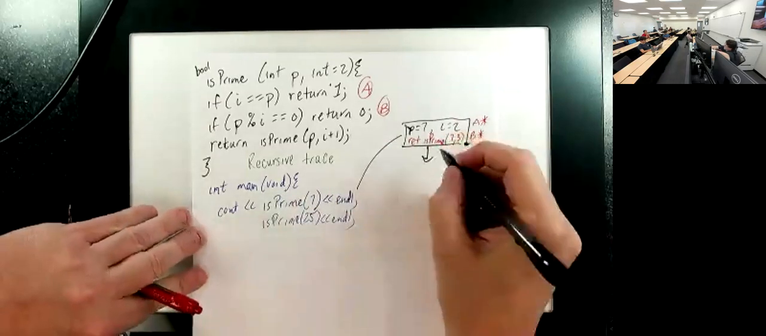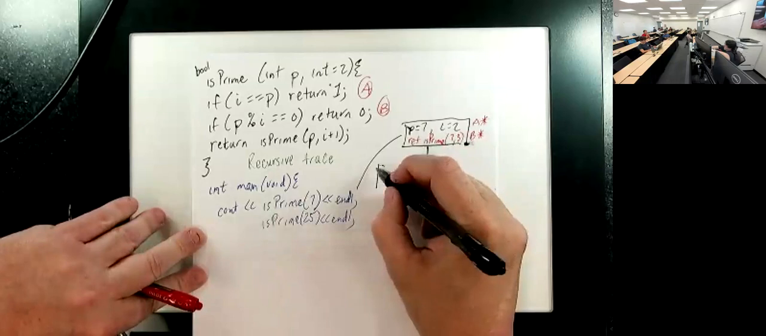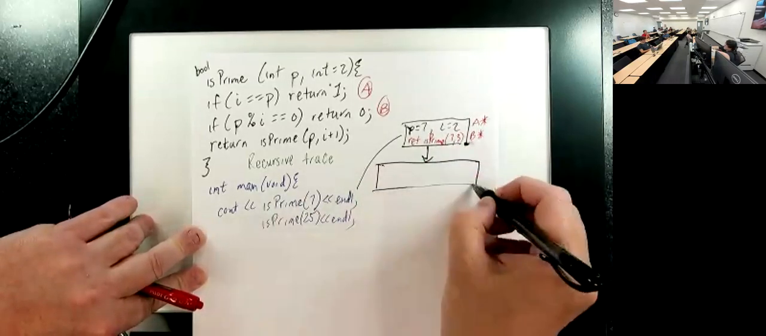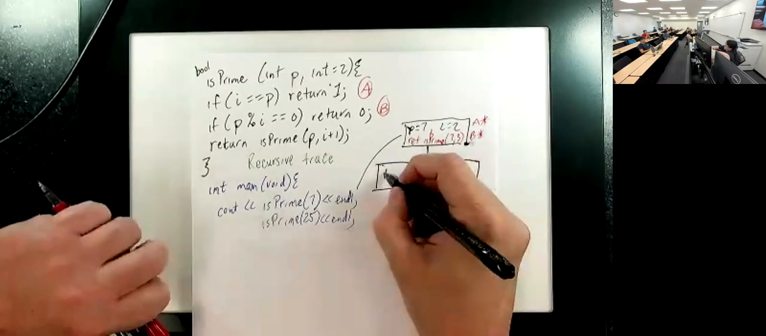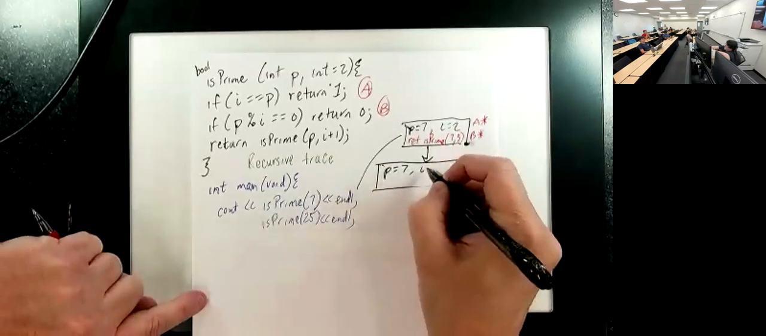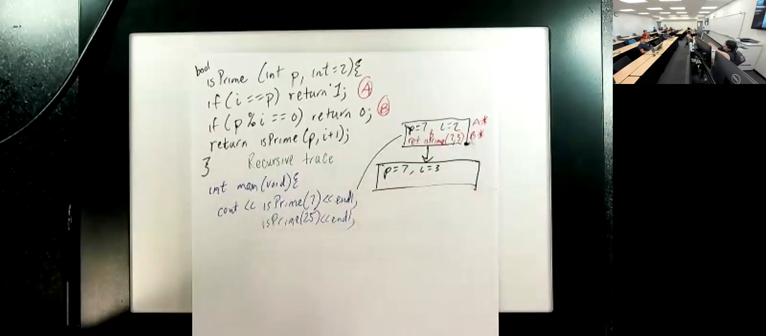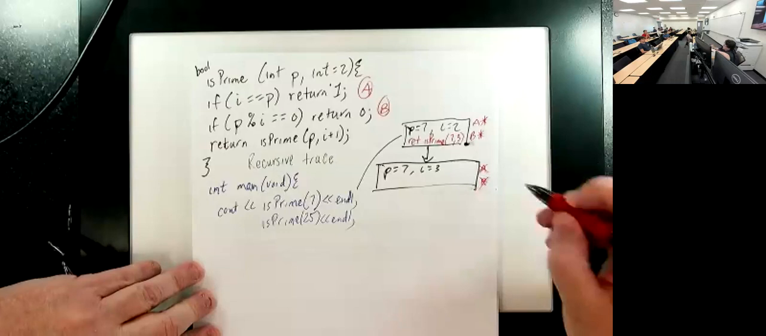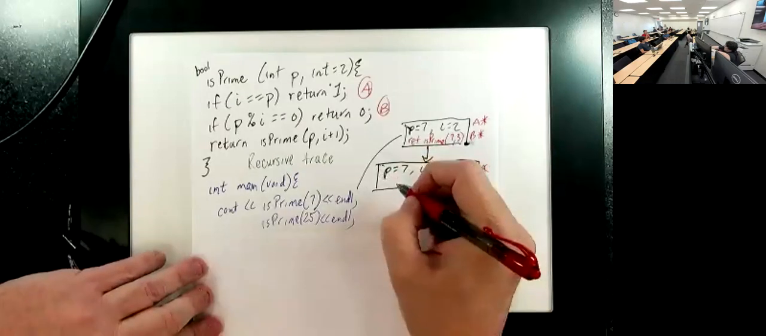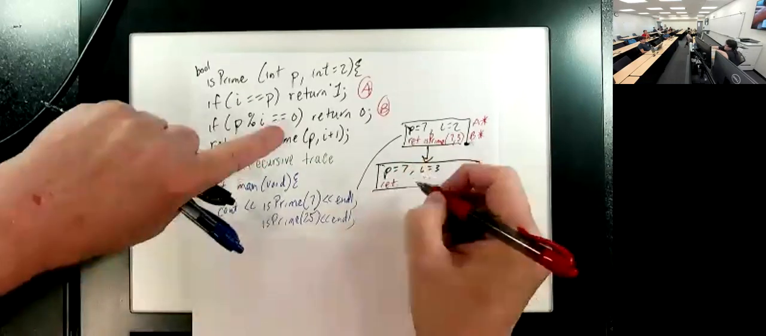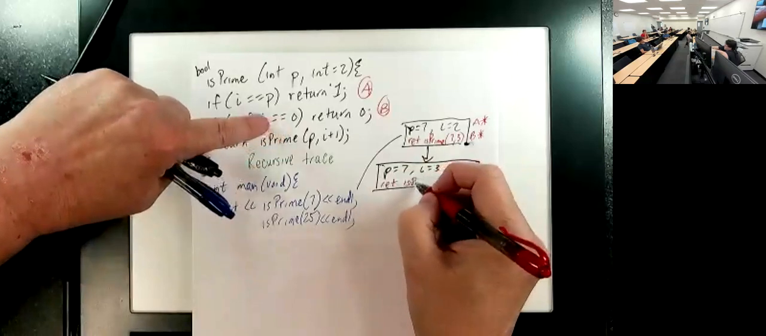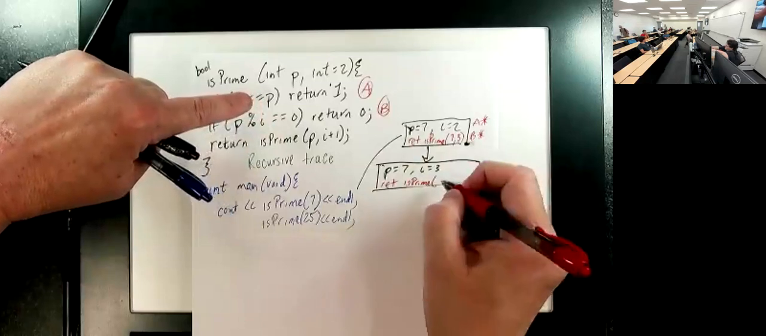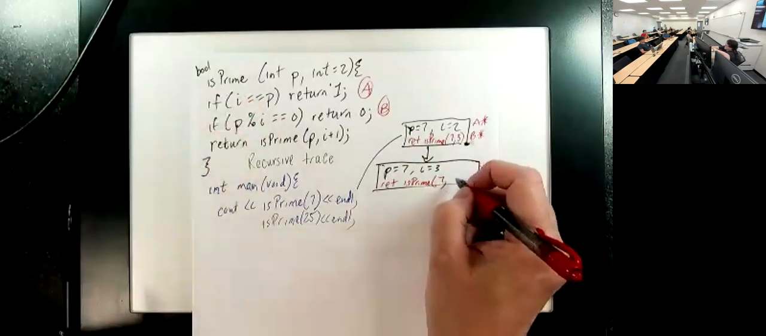Is prime 7,3 is a function call. So our stack grows. I'm going to make a bigger box because that looks like it's hard to read. In this box, p is 7 and i is 3 now. And it checks A and B. A is no, B is no. And so it returns is prime. i plus 1 is 3 plus 1 is 4.